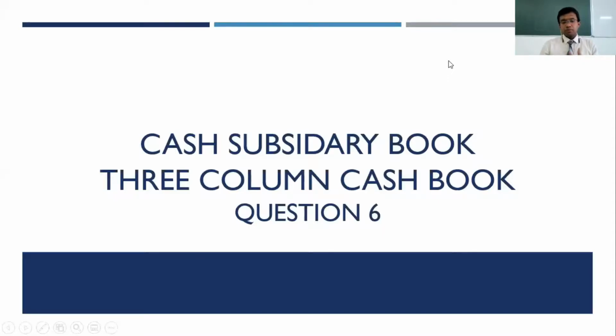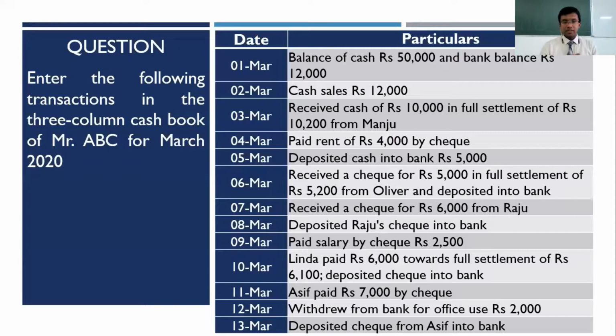In today's session, we would be preparing a 3-column cash book, and let us look at the question together. The question goes, enter the following transactions in the 3-column cash book of Mr. ABC Limited, and this is for the month of March. And here we have around 13 transactions, and we have to prepare the 3-column cash book. Remember, 3-column cash book is characterized by discount, cash, and then bank.